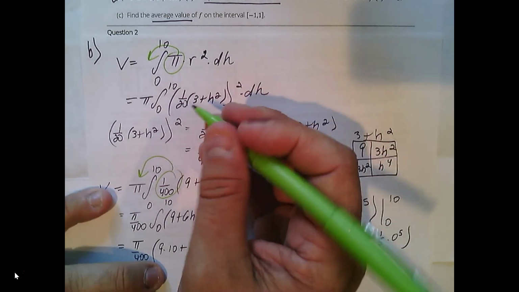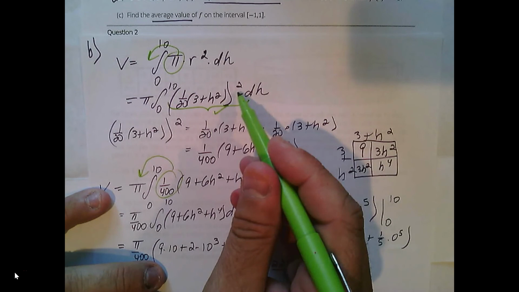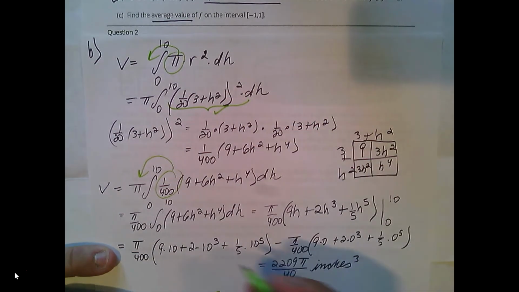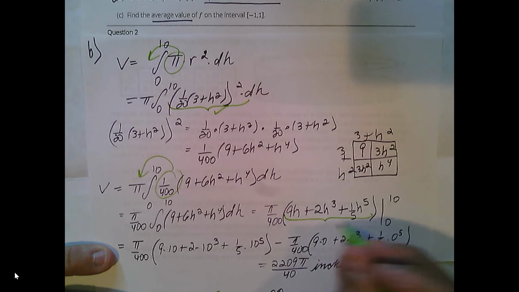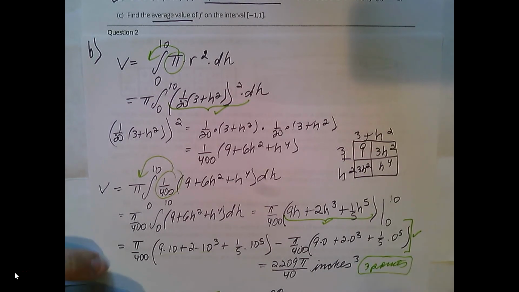In terms of points, they awarded 1 point for the integrand, the 1/20th (3 plus h) squared, the whole thing squared. 1 point for finding the antiderivative, and 1 point for the numerical answer. Again, unsimplified or simplified. In the middle of the AP exam, there's no way I'm even going to think to simplify. I'm just going to leave it and move on. That was worth 3 points. And I'll tell you, that was a really tough 3 points to pick up for kids.